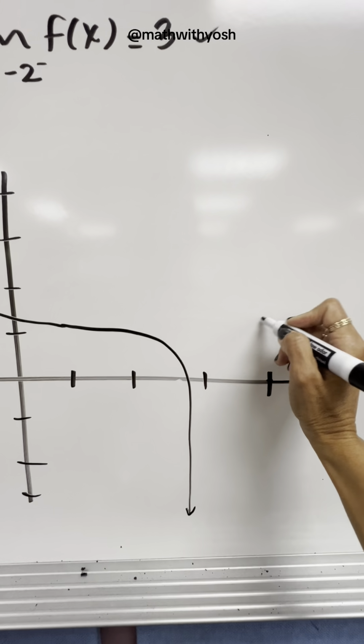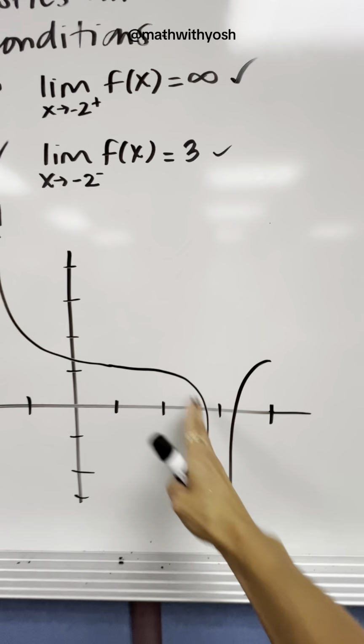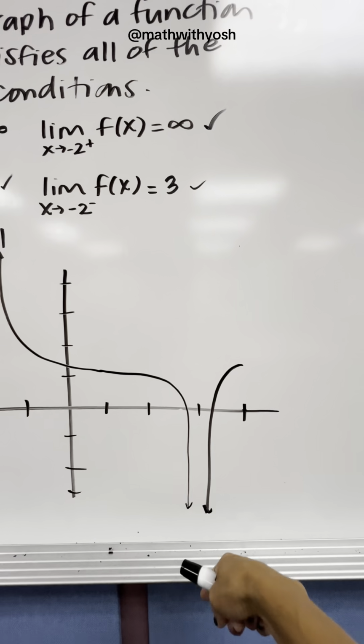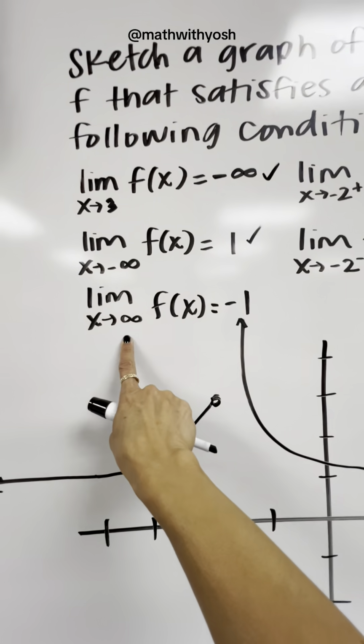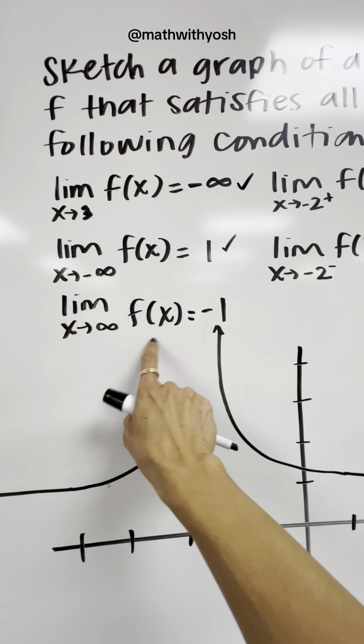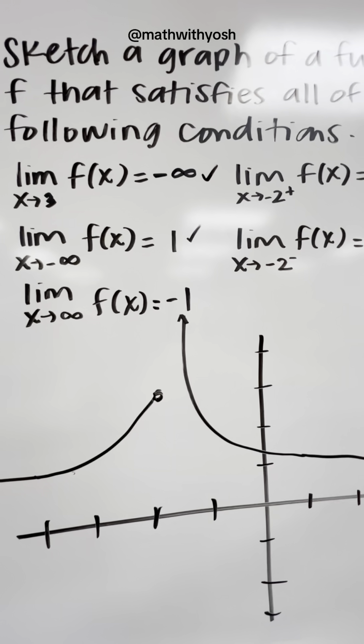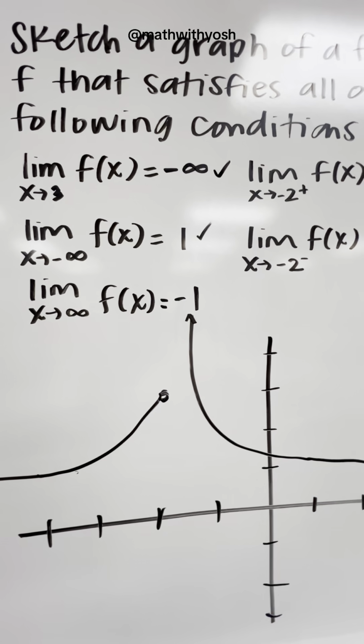I'm going to do the same thing over here. So from the left and the right, the graph is going down towards negative infinity. We have that one done. And finally, it says the limit as x approaches infinity of f. Again, this would be all the way to the right. The function is approaching a height of -1.